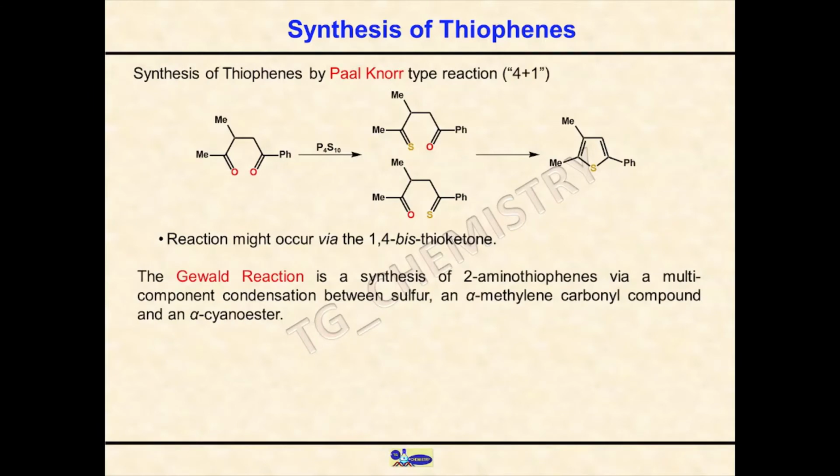Another process of synthesizing thiophene is the Gewald reaction, which is a synthesis of 2-aminothiophenes via a multi-component condensation reaction between sulfur and an alpha methylene carbonyl compound, and an alpha cyanoester. And the reaction proceeds this way. You have the alpha methylene carbonyl compound and the alpha cyanoester, and with the sulfur atom we will have the 2-aminothiophene derivatives.